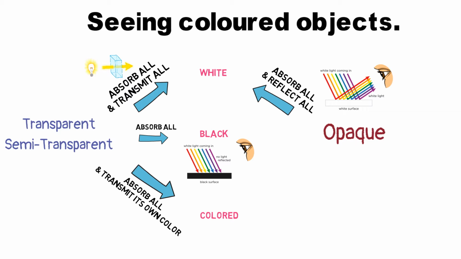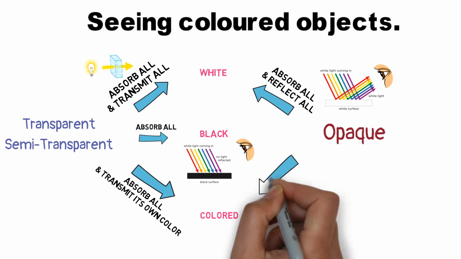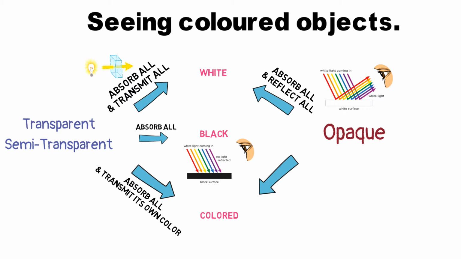Don't mix these together. The first one, the white transparent, absorbs all and transmits all. Transmit here means pass through, because it's transparent, it allows most of the light to pass through. While the opaque object doesn't allow light to pass through, so it absorbs all of the 7 spectrum colors and reflects all.